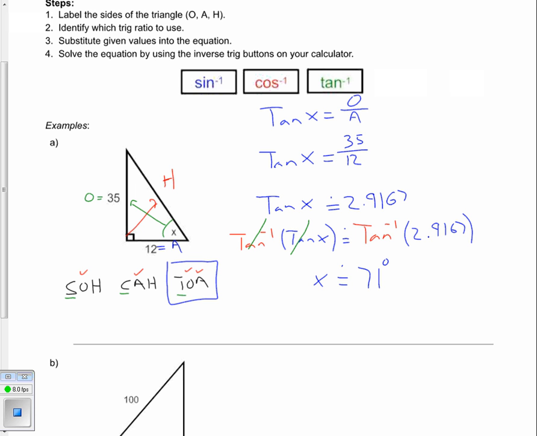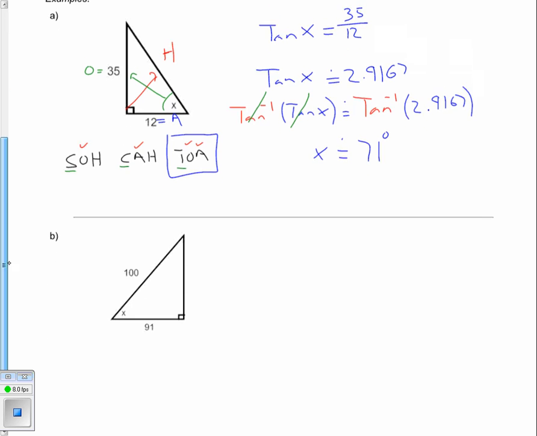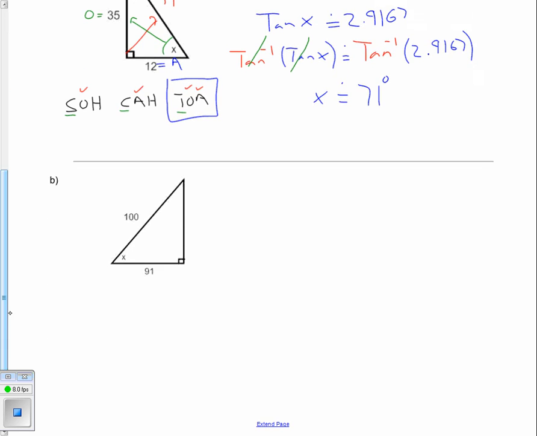Okay, so again, we're going to use the same process when we're looking for the solution down here. Here we have a second triangle. In this case, we are again trying to figure out the value of angle x. So let's follow our process. First thing we need to do is obviously label our HOA.